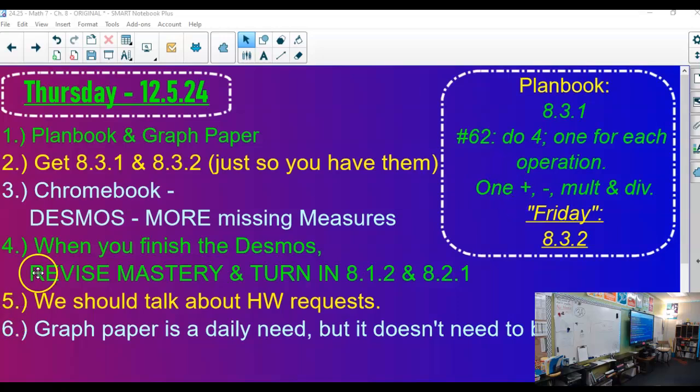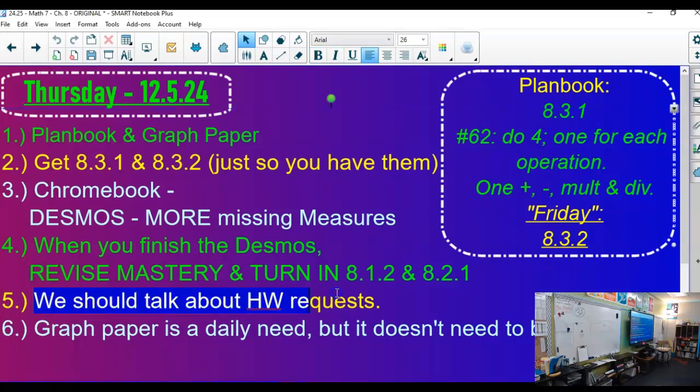So we're going to talk real quick about the Mastery. Then we're going to talk about homework requests. Then, really, it's your time for Desmos, but my hope was that you'd already get your computer out and get logging in, because that takes time and it feels like wasted time. So, that's not what I wanted to start.